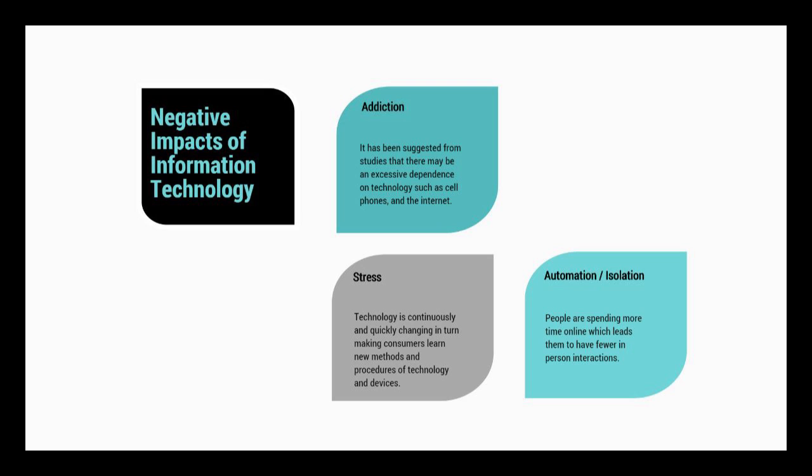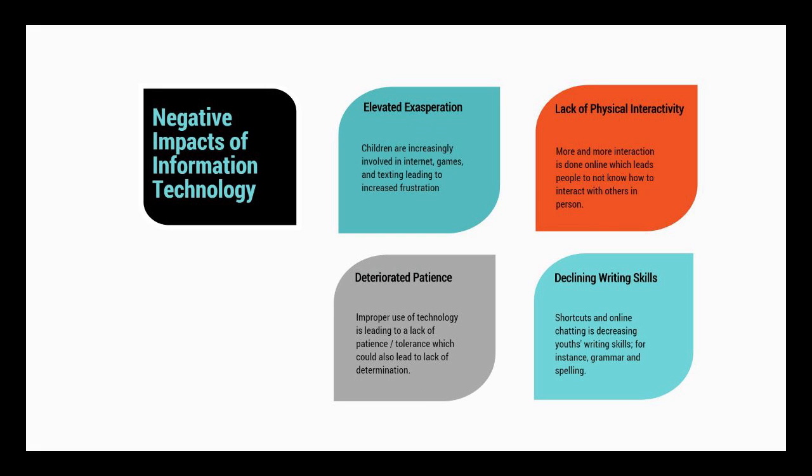Furthermore, we have automation and isolation as a result of technology. People are tending to spend more time online, which leads them to have fewer interactions in person. We also have elevated exasperation. Children are increasingly involved in internet games and texting, leading to increased frustration when their parents ask them to do an activity or task.